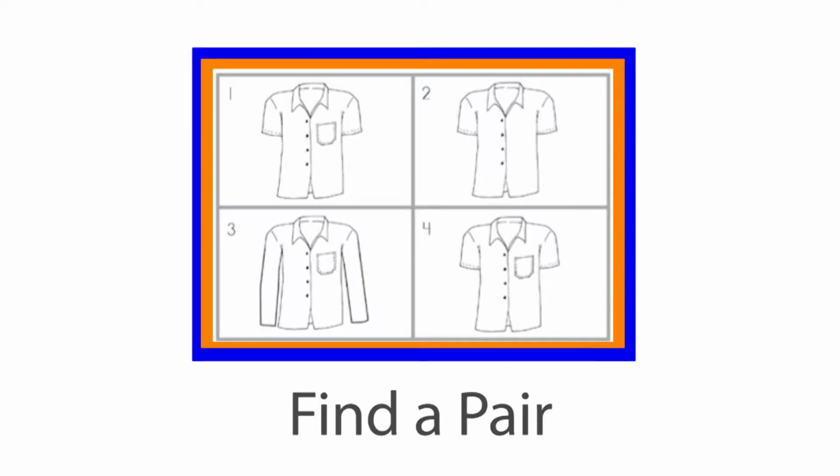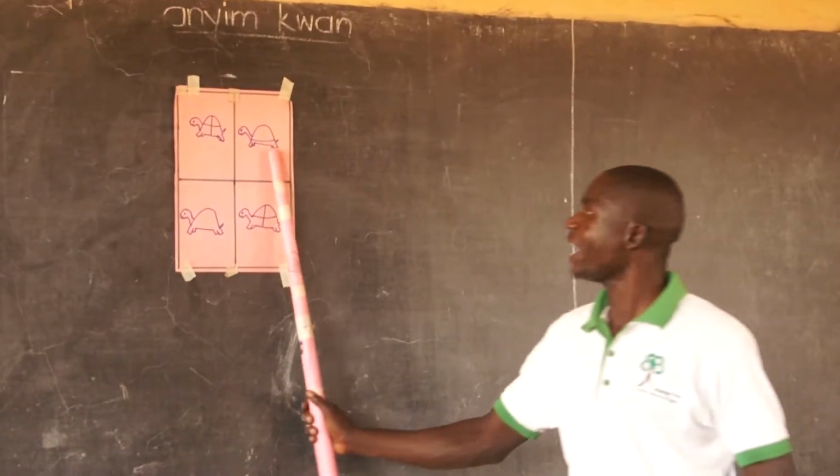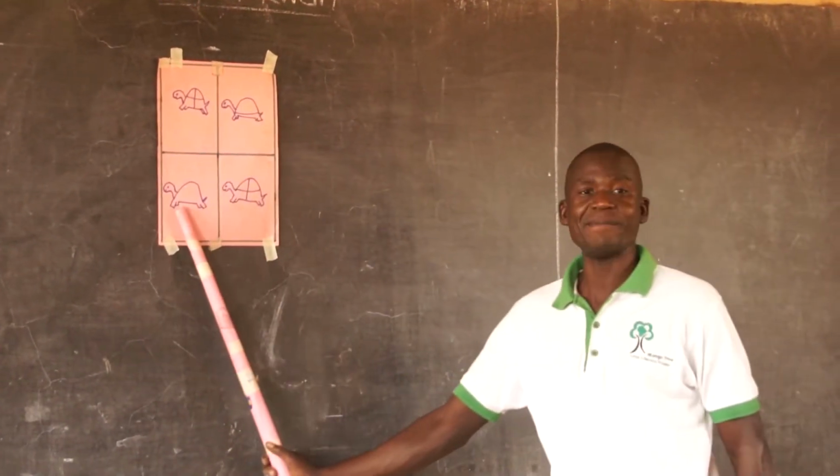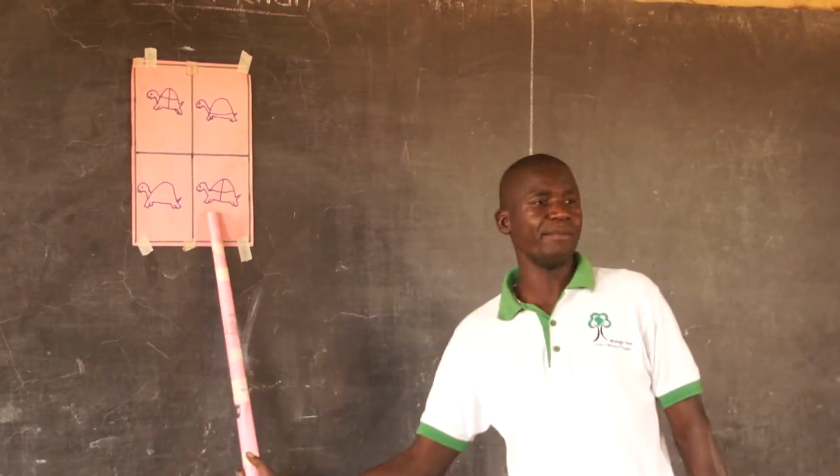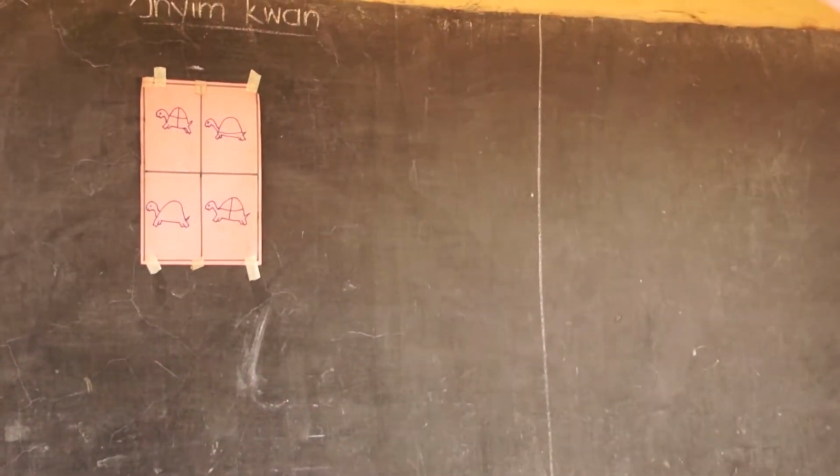This puzzle is called Find the Pair. 2 of the pictures are exactly alike, and the other 2 pictures are similar, but have some slight differences from the matching pair.